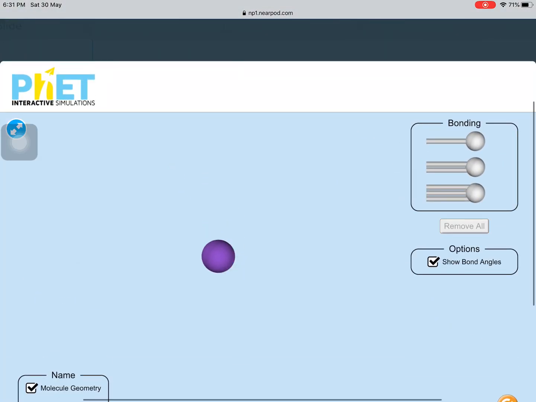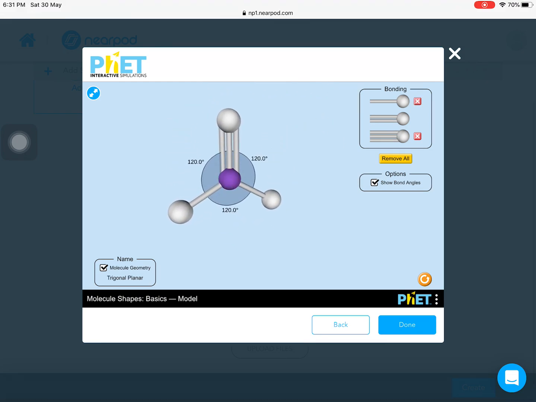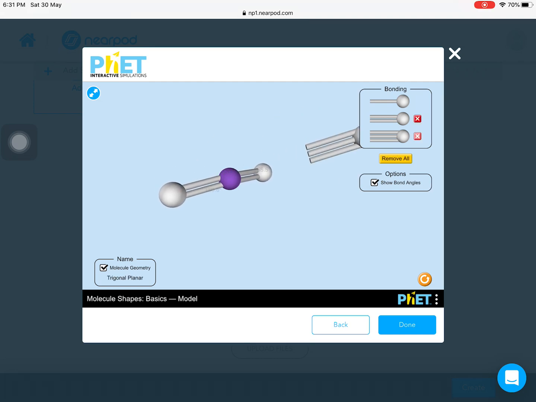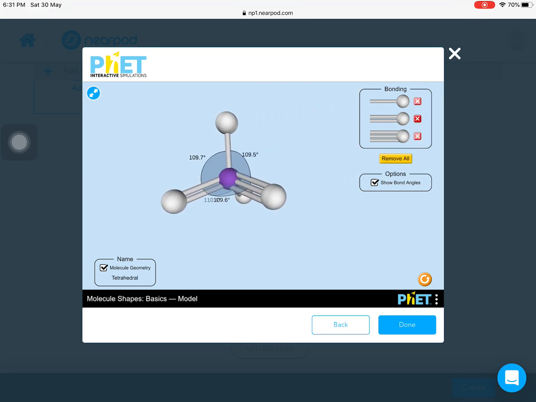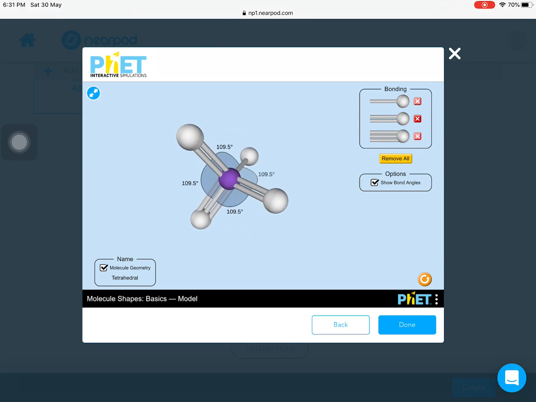Let's get rid of these two, and let's put a triple bond and 2 singles. I still have trigonal planar geometry, right? Now, let's see what happens when I add 2 double bonds and a triple bond. Now I have tetrahedral geometry. I have 4 components and they are all 109.5 degrees away from each other.